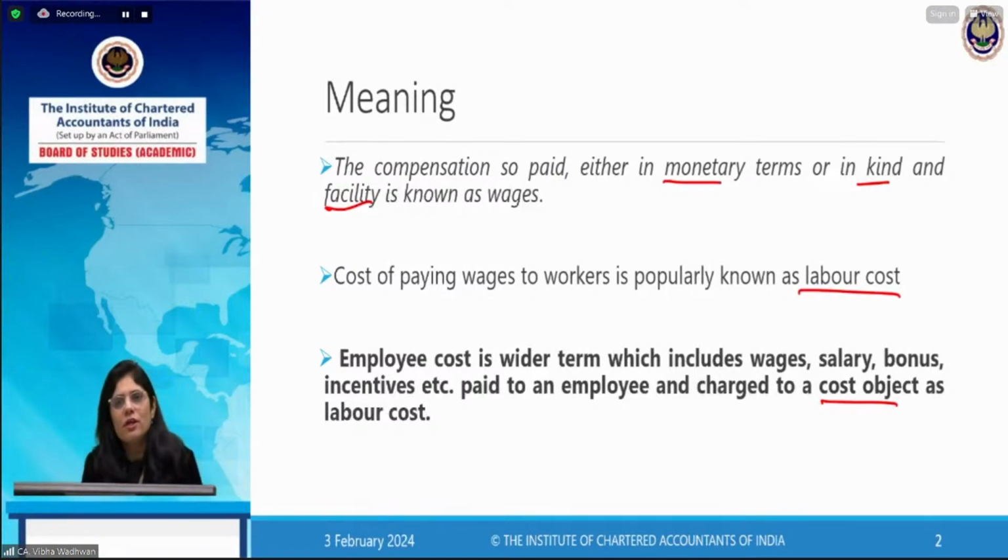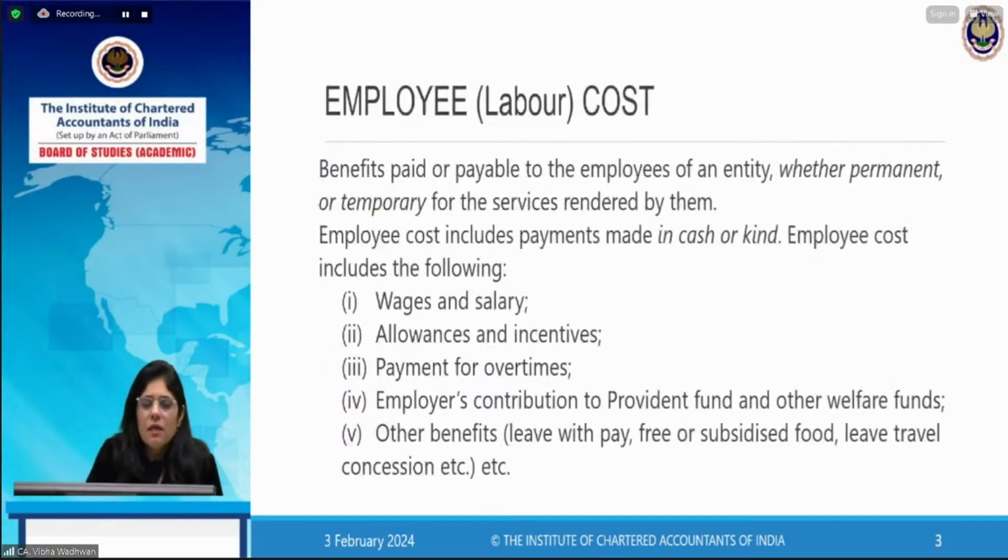So the employee cost is whatever you are paying to the employee or the staff or the laborer or the worker, whether it's cash or kind or salary or bonus or incentive or overtime or festival advance, anything which you are paying, everything is part of employee cost. Even the contribution to their provident funds, whatever the employer is paying to the employee, it is part of employee cost. Clear?